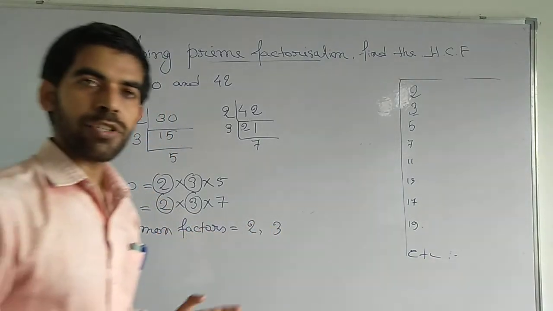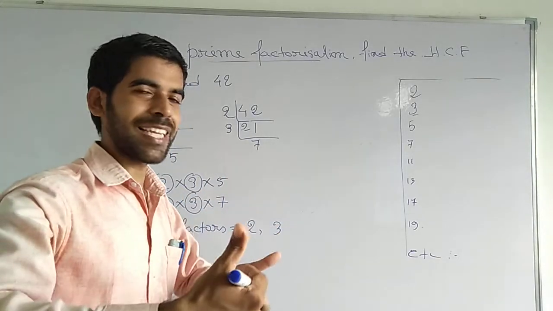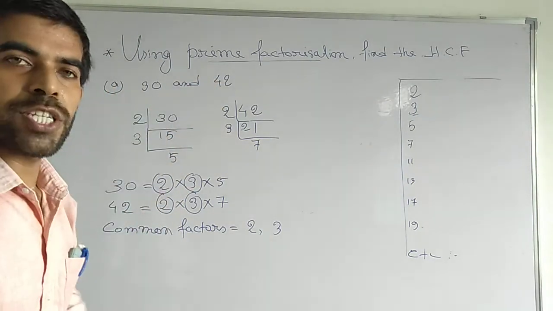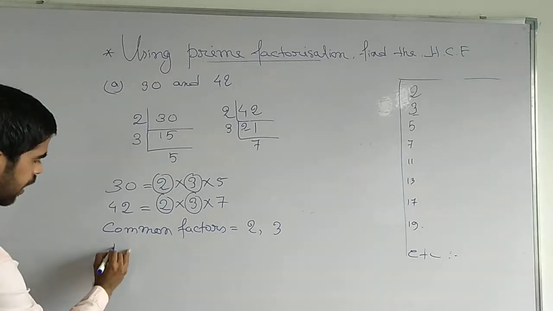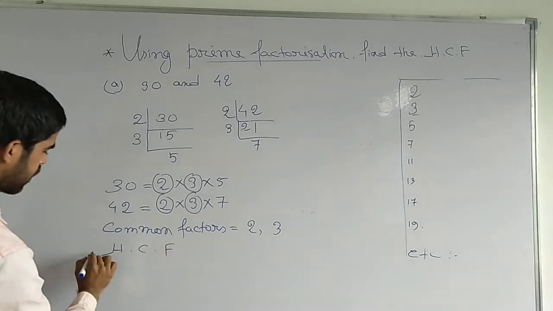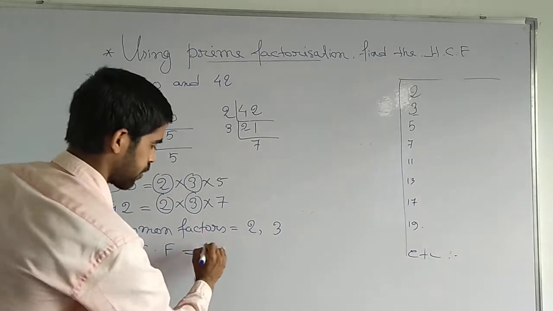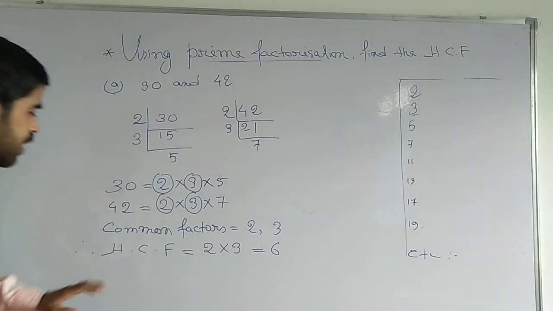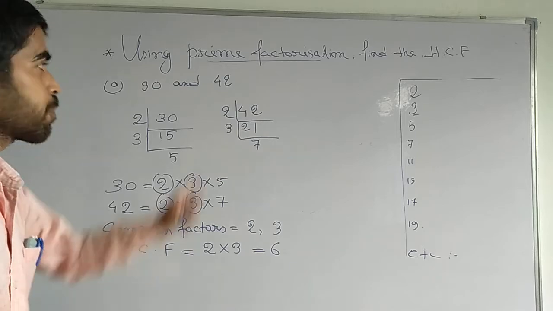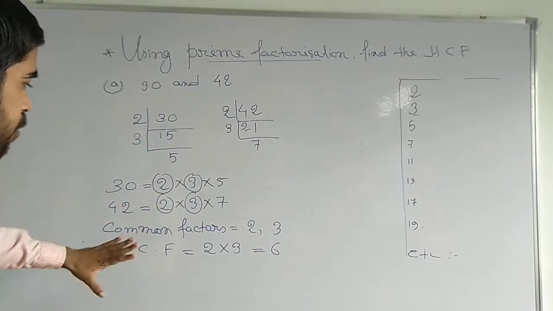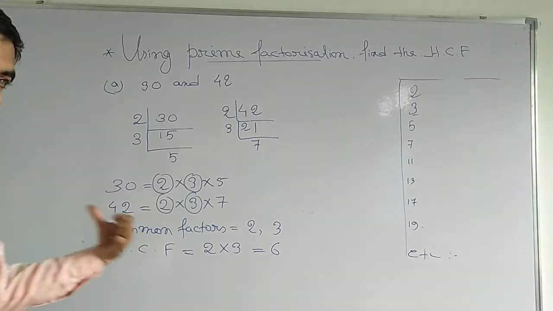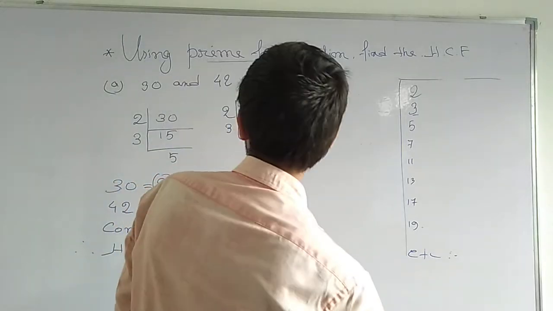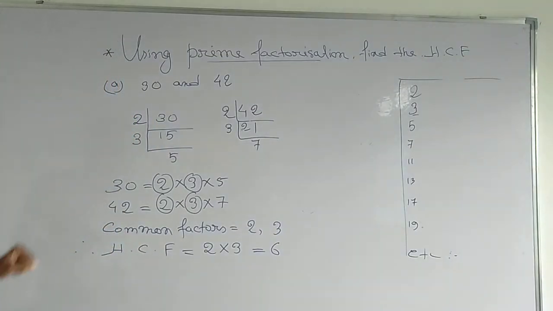Earlier we wrote that the highest common factor means the highest number among the common factors. Now, because this is the prime factorization method, your HCF will be the product of these common factors: 2 into 3, so 6. So here the HCF is the product of the common factors. When you find the HCF by prime factorization, you first find the common factors, and the product of the common factors is the HCF. Now we'll see more examples, then you will understand nicely.